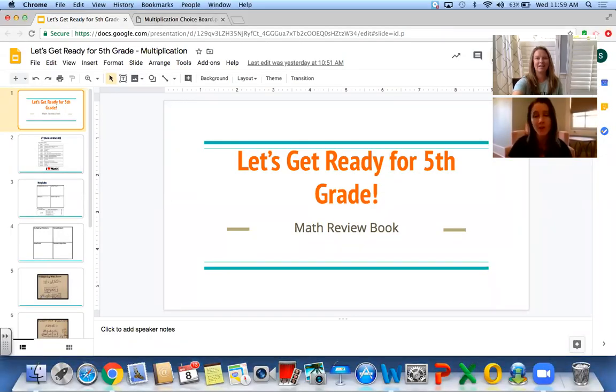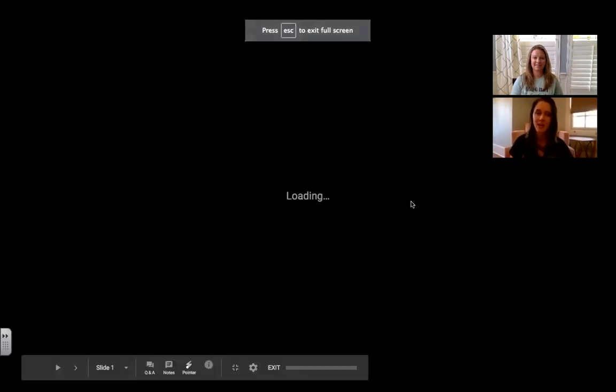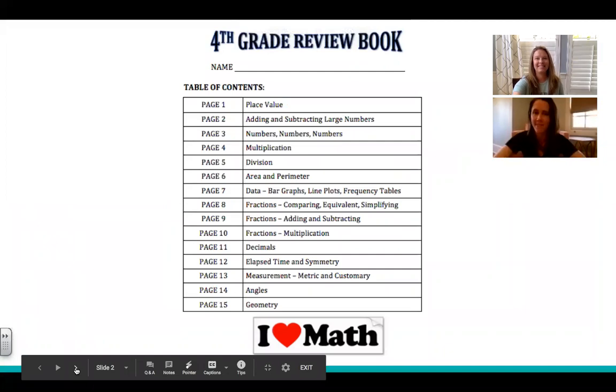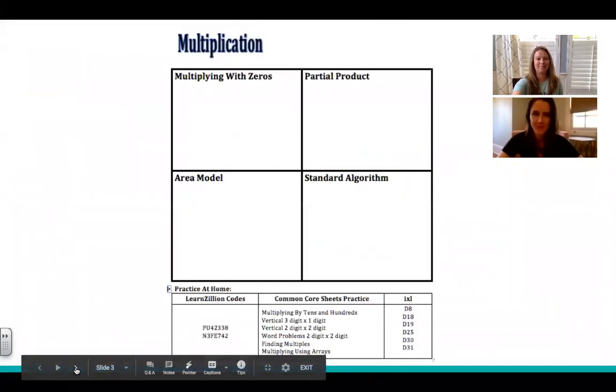So you'll pull out your fifth grade review book, and we're on page 4, which is multiplication, one of my favorites. So this is what your page looks like. Remember that at the beginning of the year, we taught you 4 different strategies for multiplying numbers. And then we kind of let you choose which one worked the best for you. During this review, we'd like for you to practice all of these strategies through the choice board activities so that you can remember these for 5th grade.